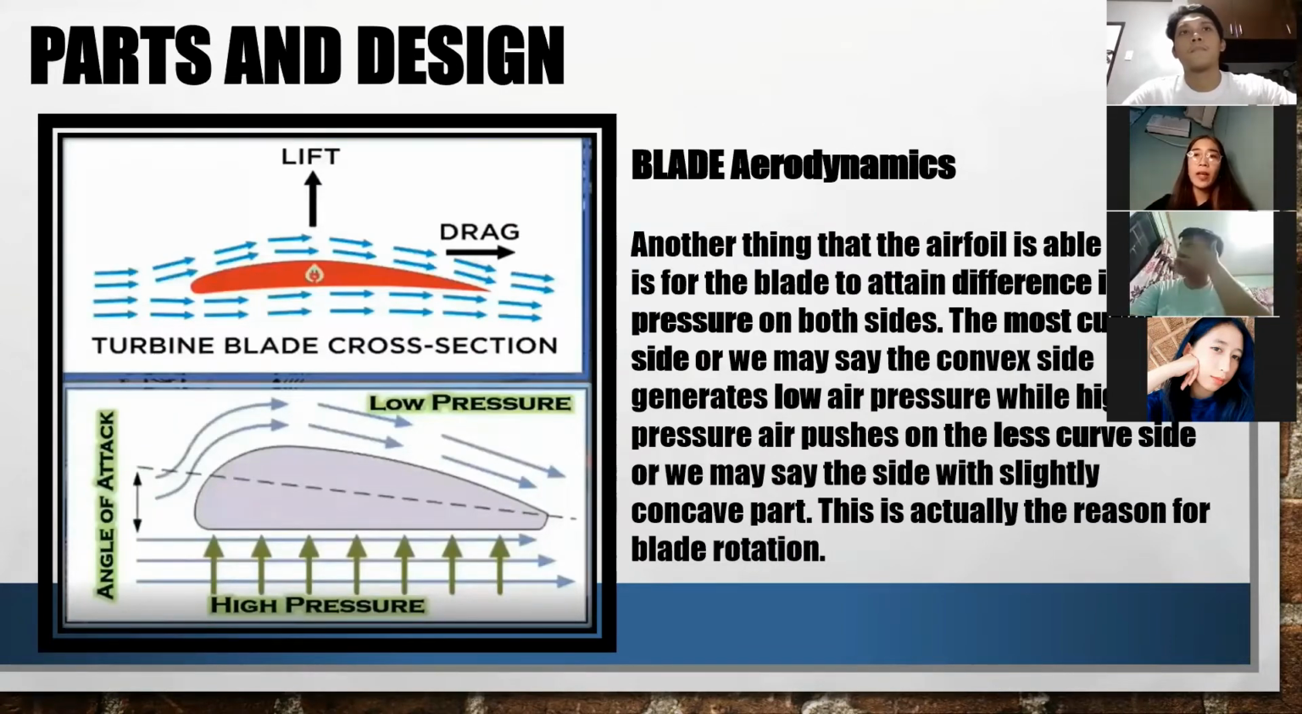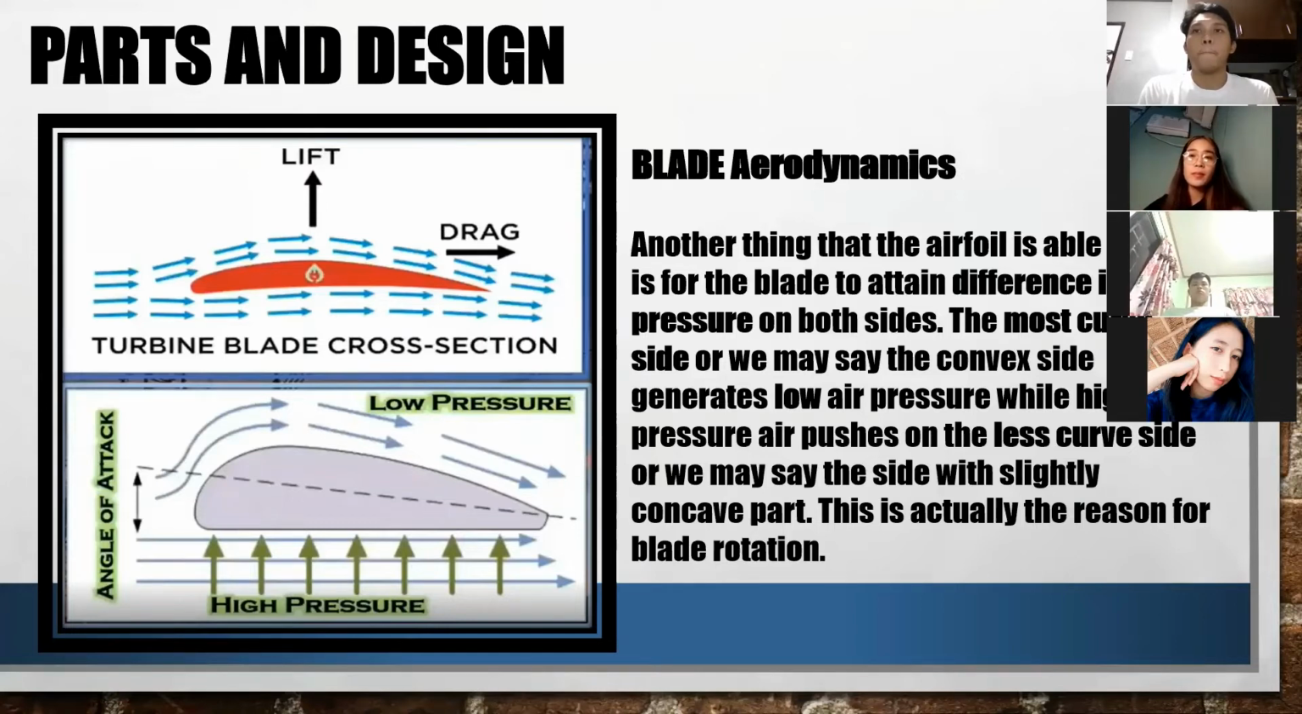Blade aerodynamics. Another thing that the airfoil is able to bring is for the blade to attain difference in pressure on both sides. The most curved side, or we may say the convex side, generates low air pressure, while high pressure air pushes on the less curved side, or we may say the side with slightly concave part. This is actually the reason for the blade rotation.